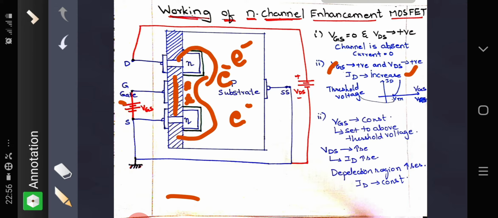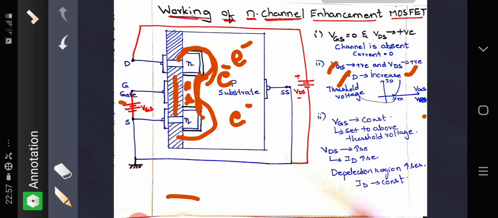Here also, because of VDS, there will be a depletion layer, and a channel is formed. The channel is enhanced by the electrons present here. The electrons now pass from source to drain and get attracted to the positive terminal of VDS, and there will be a current flowing in the device. Therefore ID increases.